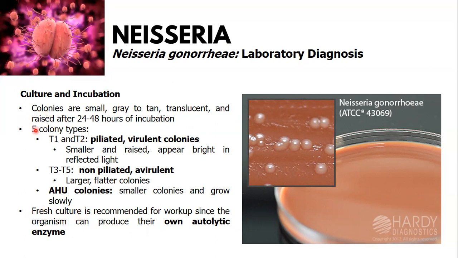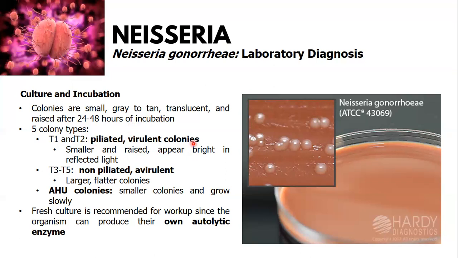Specifically, there are 5 types of colonies that can be produced by Neisseria gonorrhoeae on culture media. We have T1 and T2 and T3 to T5. So T1 and T2 colonies, these are the fresh colonies produced within 24 to 48 hours of incubation and characterized by being small and raised and appear bright in reflected light. And these colonies are piliated, meaning to say the organisms growing here contain pili and are considered virulent colonies.